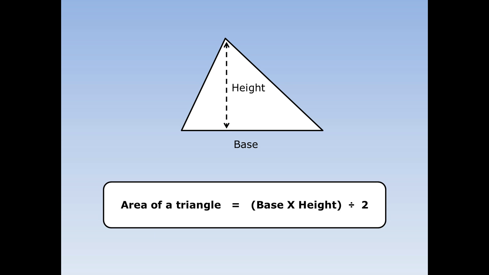The area of a triangle is base times perpendicular height divided by 2.